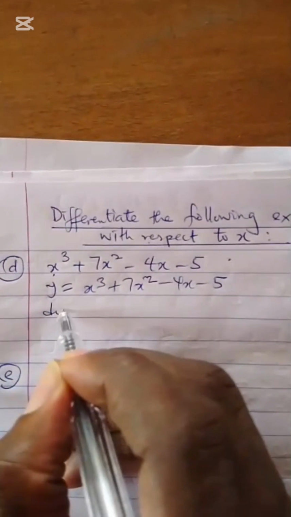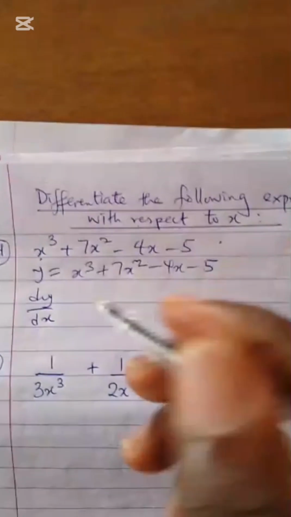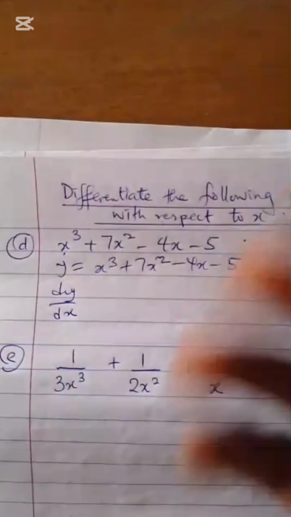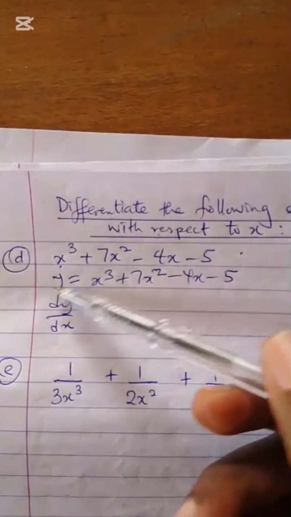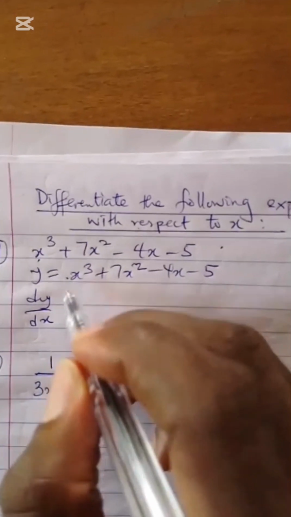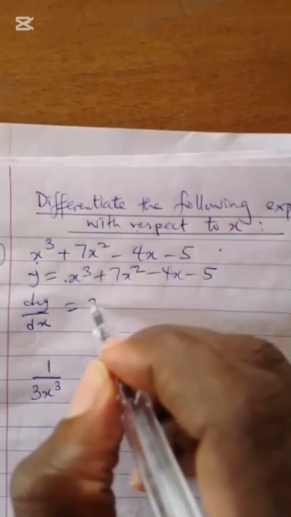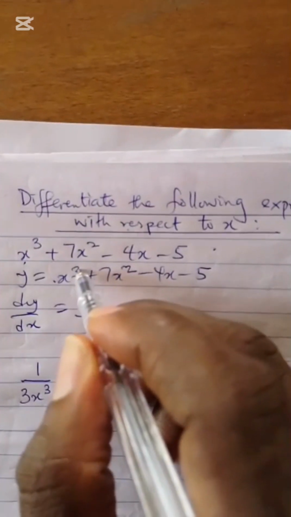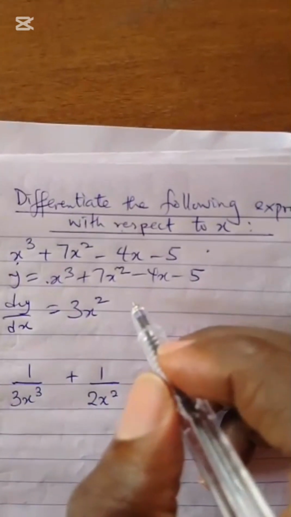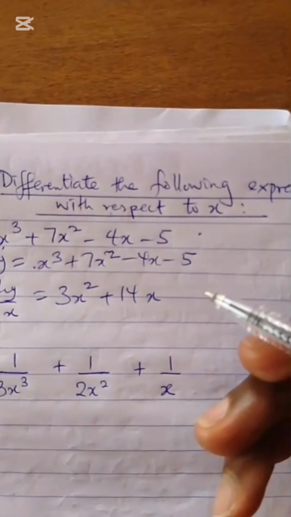So what is dy dx, or the derivative of y with respect to x, or the differential coefficient of y with respect to x? Here I will say it, just differentiate y with respect to x. So it becomes, coefficient is 1. 1 is the coefficient here, so we don't write it. So it's 1 times 3, and then your unknown, then subtract 1 from 3, that becomes 3x squared. Then this one is 7 times 2, that's 14, subtract 1, x.